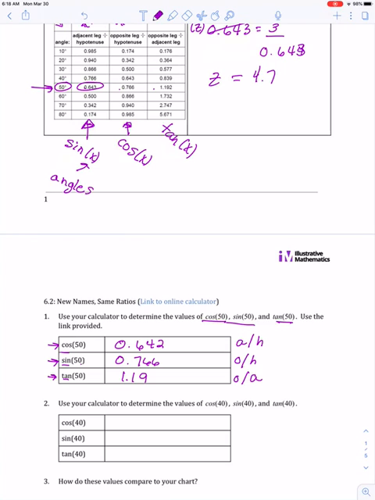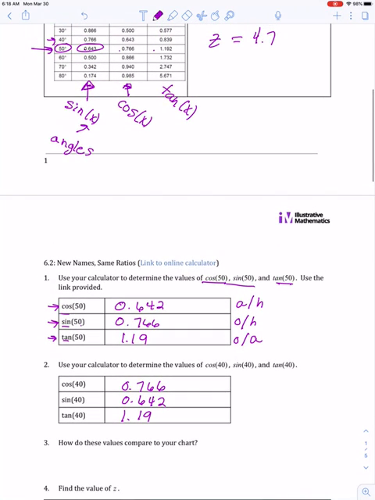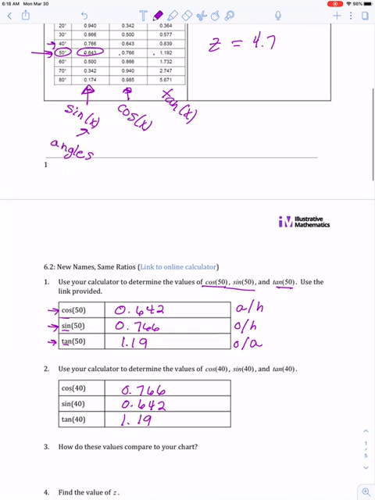And let's look. Here's 40. And so hopefully when you type this into your calculator, you got, and then sine 40, and then tangent. So how do your values compare to your chart? They're the same values. That's what they wanted to see, same values. And so we're wanting you to see this correlation with cosine, sine, and tangent now.